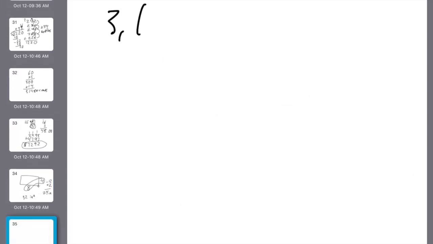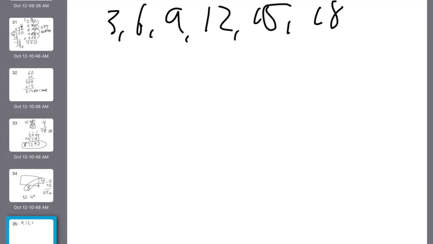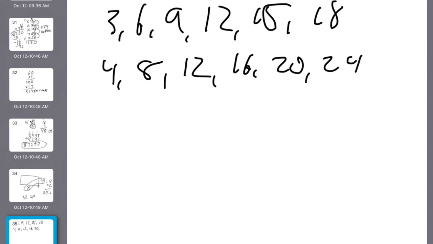Number 7, list the first 6 multiples of 3. 3, 6, 9, 12, 15, 18. List the first 6 multiples of 4. 4, 8, 12, 16, 20, and 24. What is the LCM? Looks like this is the first one I came across, 12.